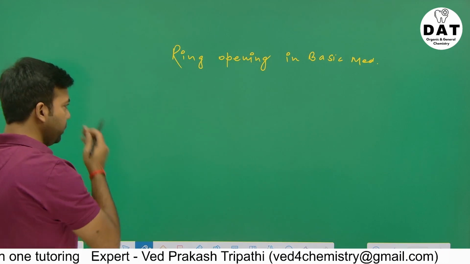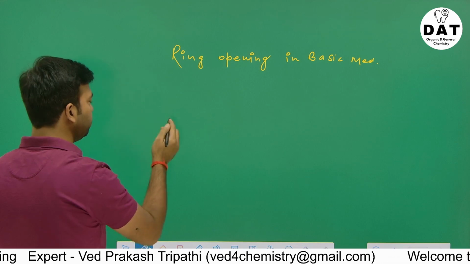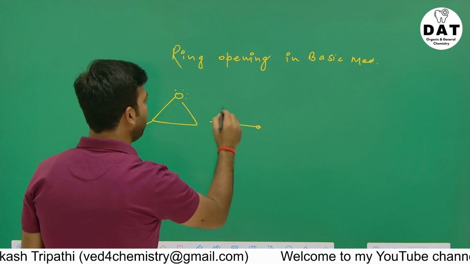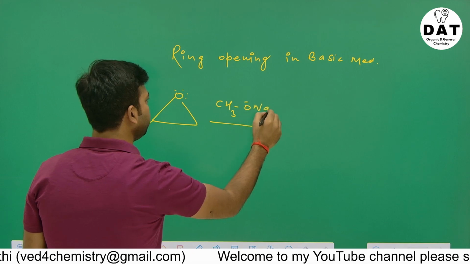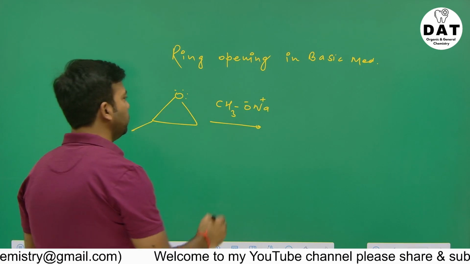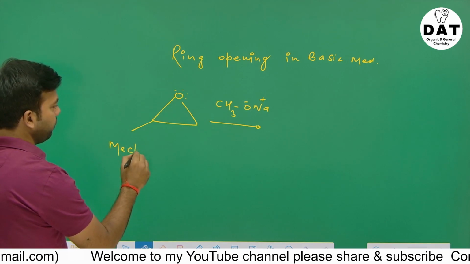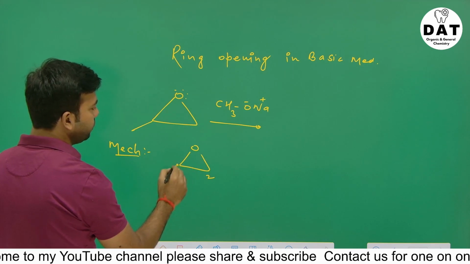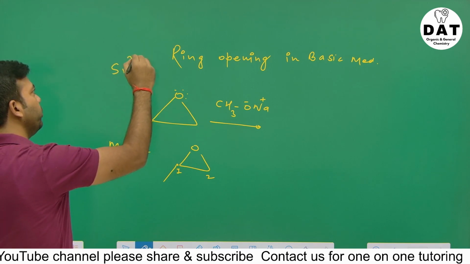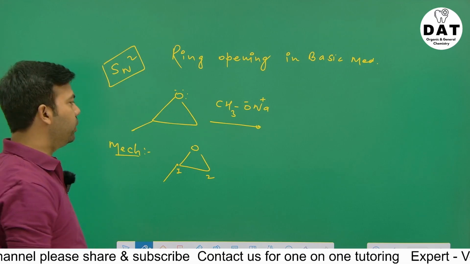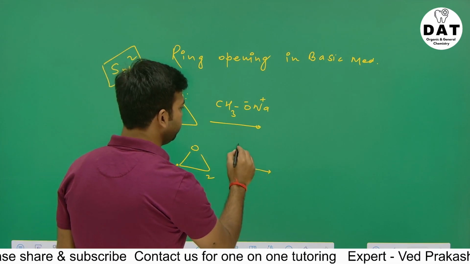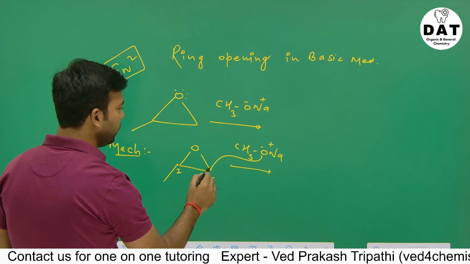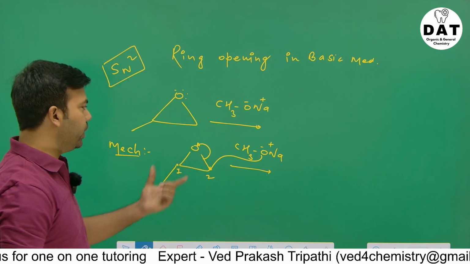So in basic medium, suppose we have this epoxide. And we are using this kind of base, CH3O minus Na plus. So let's discuss the mechanism. Again we can mark numbering 1 and 2. Here the path is SN2. SN2 means the nucleophile will attack the carbon which is less substituted. So this O minus is going to attack at number 2 and this bond is going to break. Always break the C-O bond, okay?